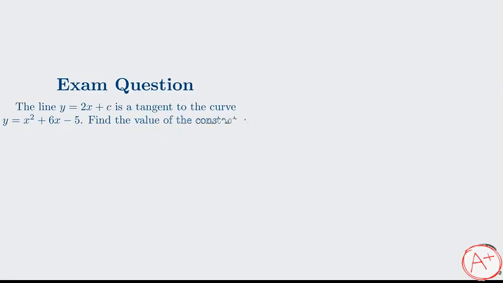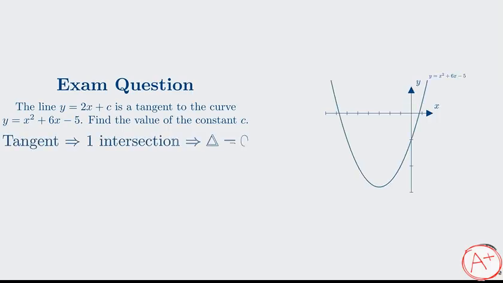Let's tackle a high-level question typical of the 9709 exams. The line y = 2x + c is a tangent to the curve y = x² + 6x − 5. Find the value of the constant c. Recall that a tangent touches the curve at exactly 1 point. This means that when we set the equations equal, the resulting quadratic must have exactly 1 repeated root. Therefore, our discriminant must equal 0.